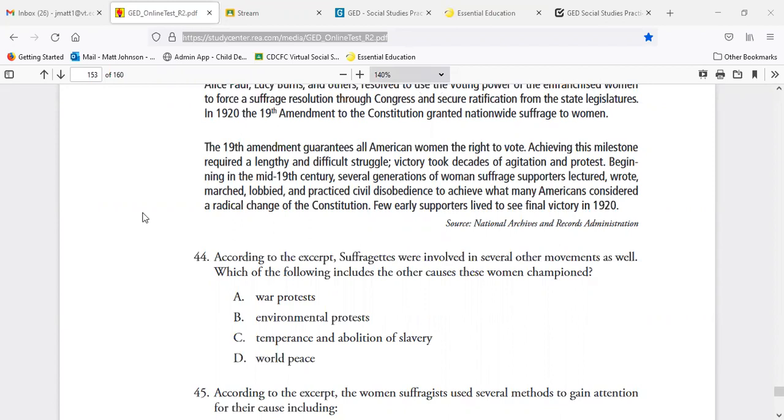C, right? Temperance is related to prohibition, right? The temperance movement is part of the prohibition of alcohol movement, which they were aligned with as well.